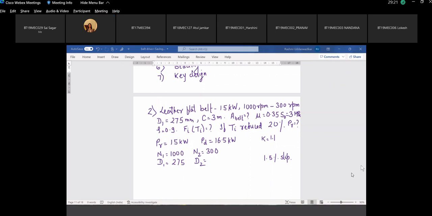Pradyumna. Give me the answers. Ajinkya. Rishikesh, are you there? Rishikesh, Ajinkya, Pradyumna. Login karke where do you disappear? I don't know. Give me D2 with 1.5% slip.